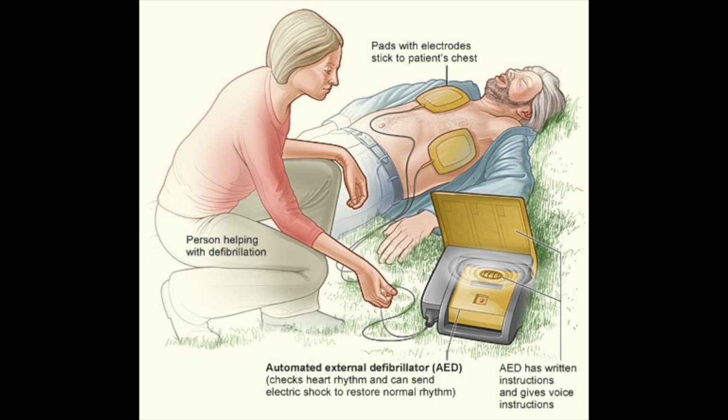Second, apply the AED pads. Expose the chest and wipe it dry of any moisture. Apply the pads to the chest according to the pads. Place one pad on the right side of the chest, just below the collarbone. Place the other pad on the lower side of the chest. Connect the pads to the AED if they are not already connected.